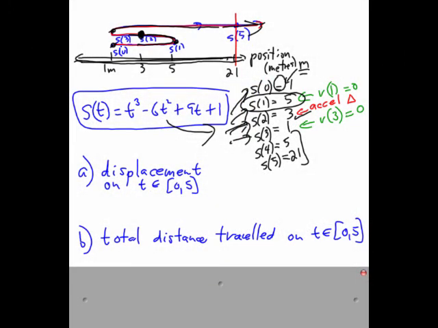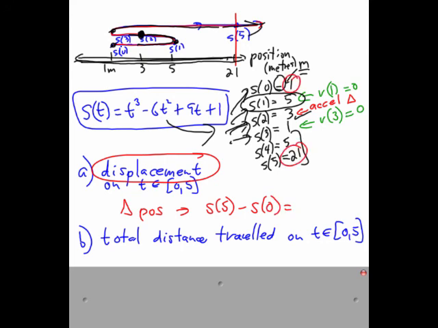Alright, two final concepts to talk about. The first one is displacement. And displacement is just the change in position. So it's the position at the ending mark minus the position at the beginning, which in this case would be 21 meters minus 1 meter, which would be 20 meters.